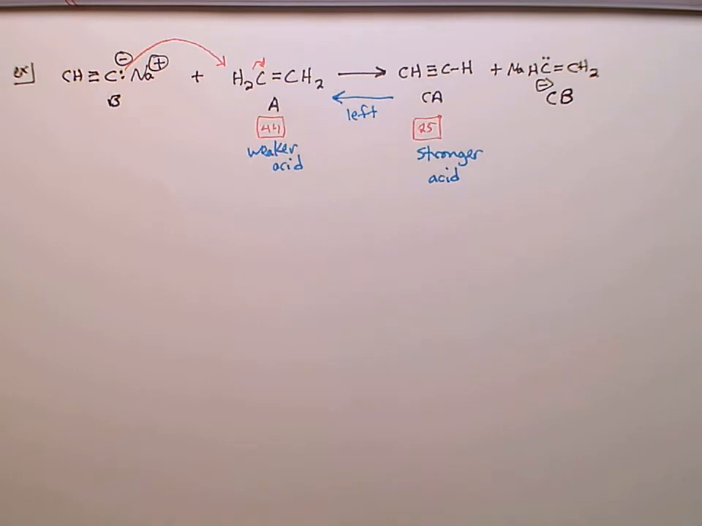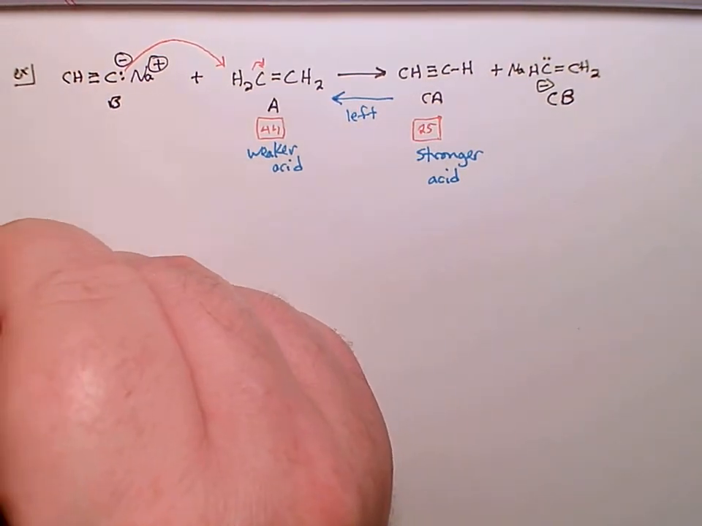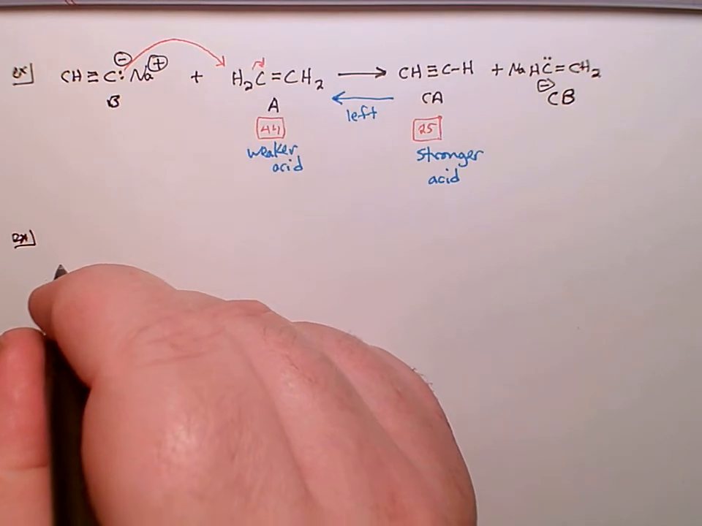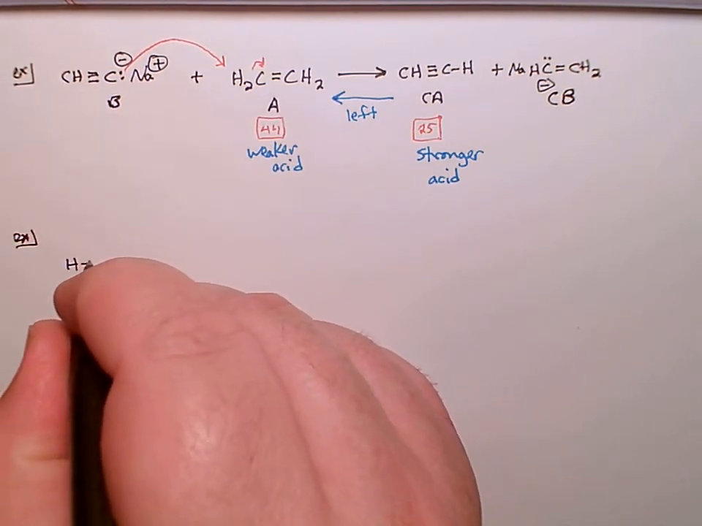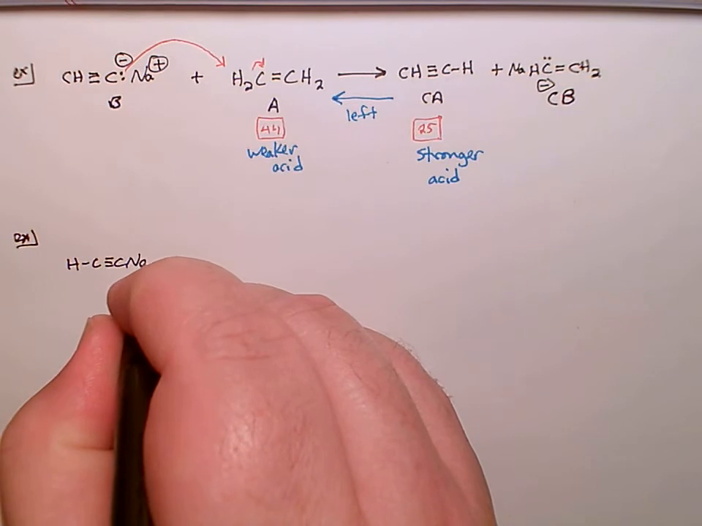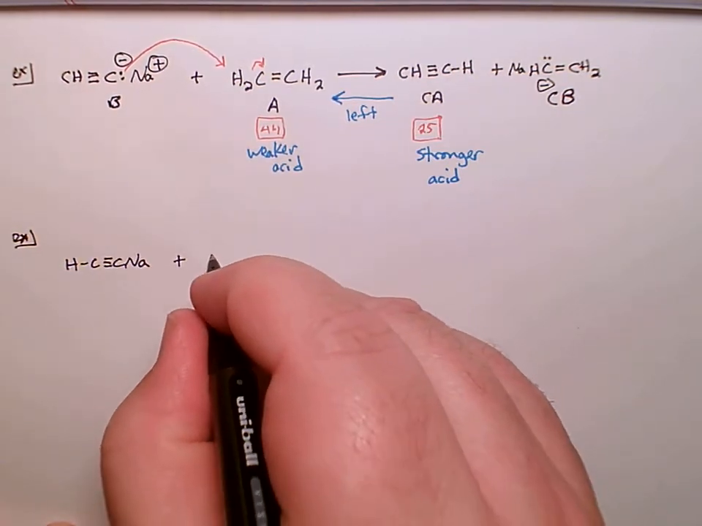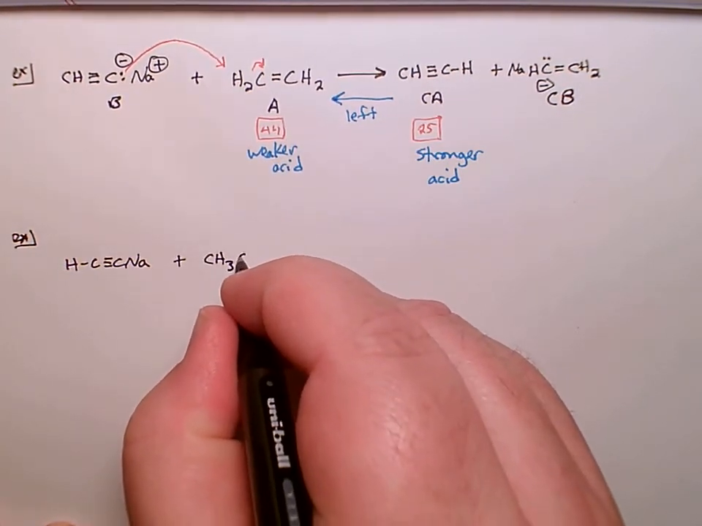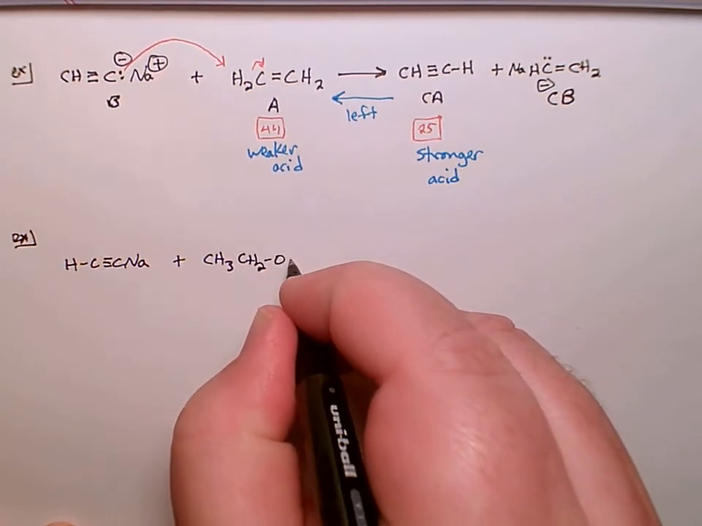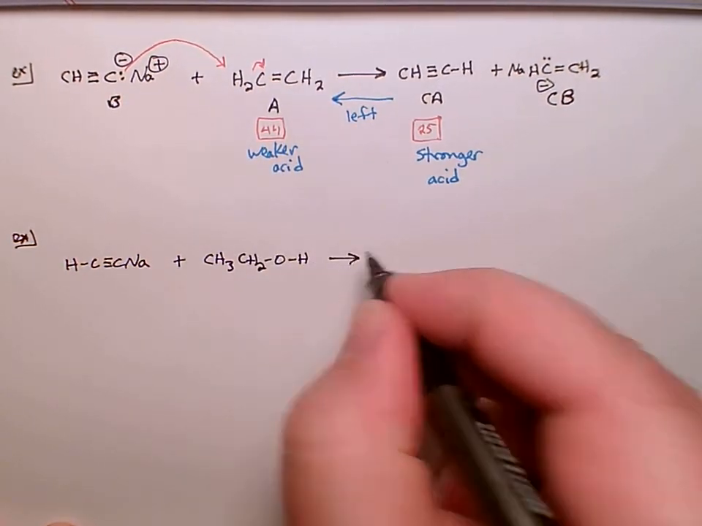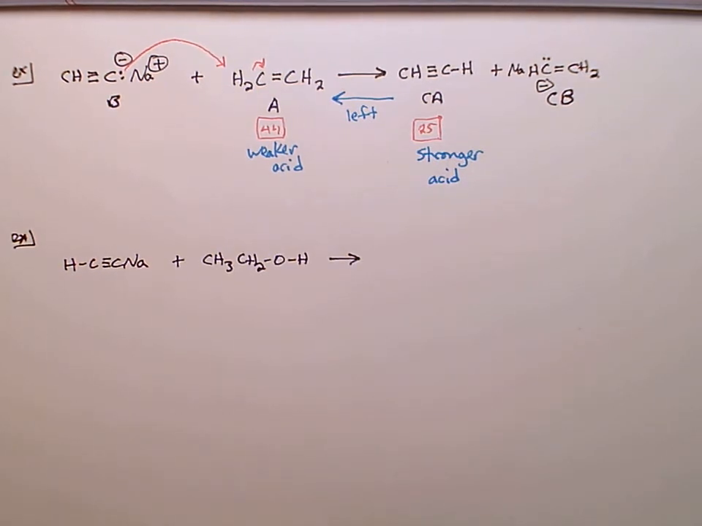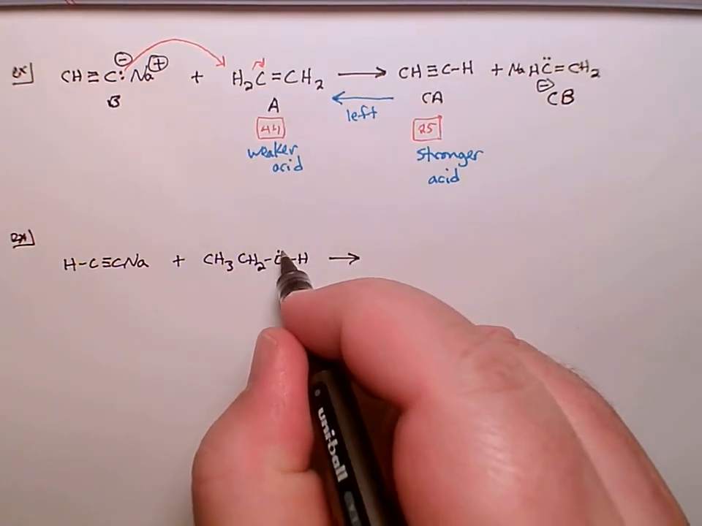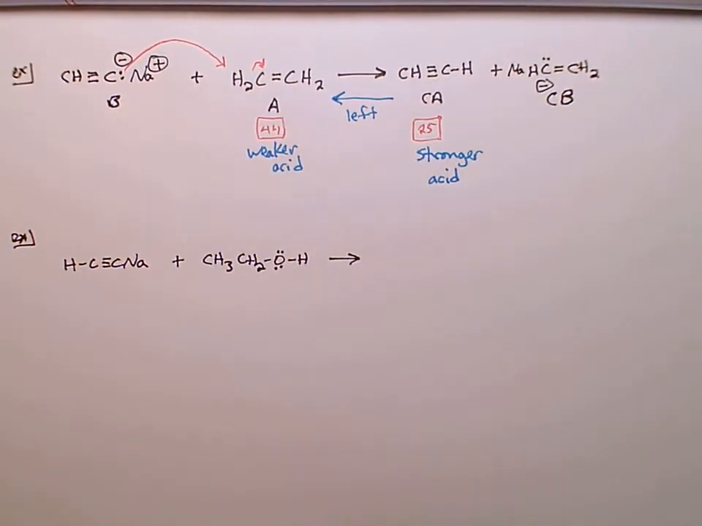Okay, let's do another one. Let's start with our good friend again, HC triple bond CNa plus, and I'll write this out, CH3CH2OH. What's the product of this reaction, or what are the products, and which way does equilibrium lie? And these are all going to be acid-base reactions. Just for fun, let's put on some lone pairs here.